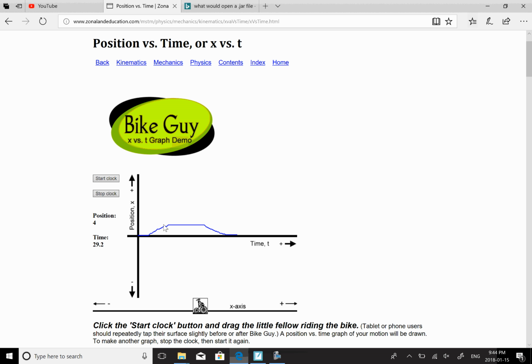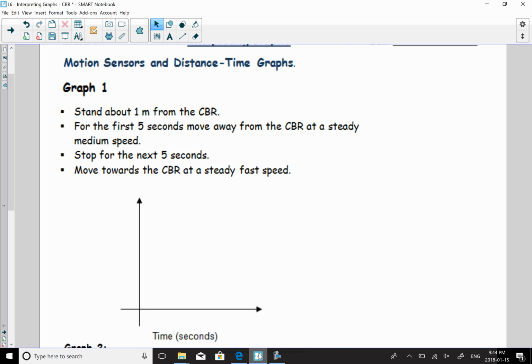that I went up at a steady rate. I didn't move, that's why my position didn't go up or down. So I'm set at a steady rate. And then I tried to get back to where I originally was, which is here, at a steady rate. So it's almost a line going down. So we're going to put that in our graph here.